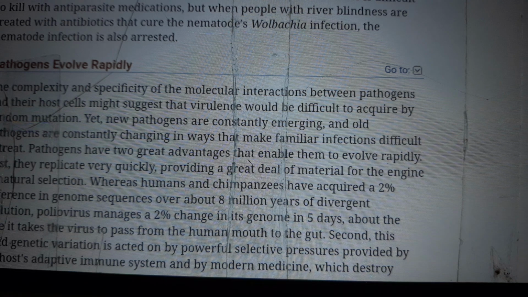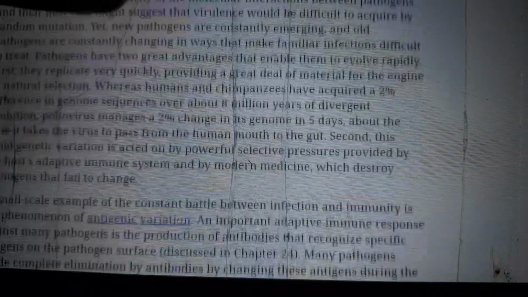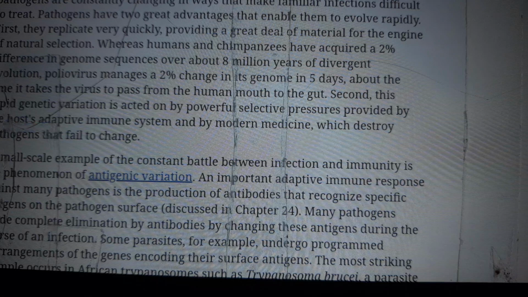The complexity and specificity of the molecular interactions between pathogens and their host might suggest that virulence would be difficult to acquire by random mutation. But new pathogens are constantly emerging and old pathogens are constantly changing in ways that make familiar infections difficult to treat. Pathogens have two great advantages that enable them to evolve rapidly. First, they replicate very quickly, providing a great deal of material for the engine of natural selection.